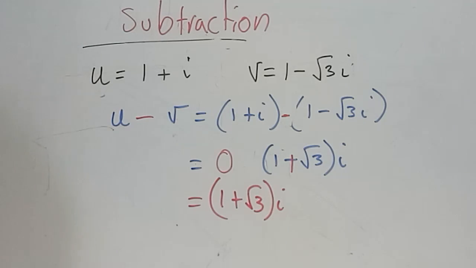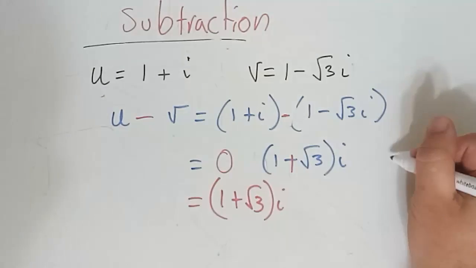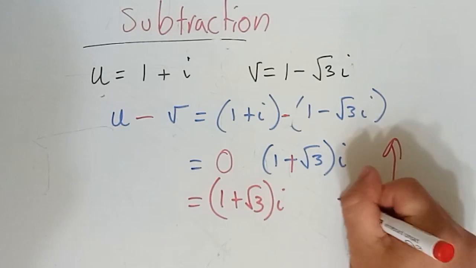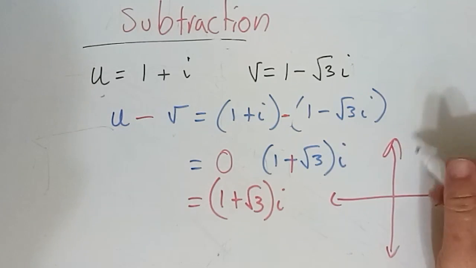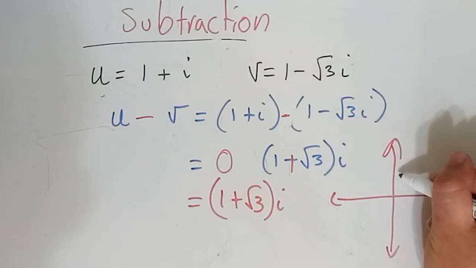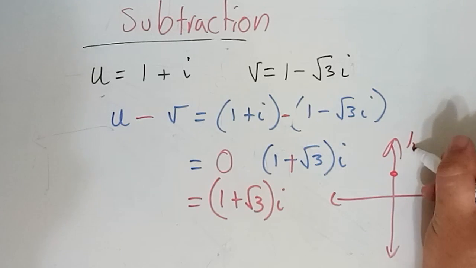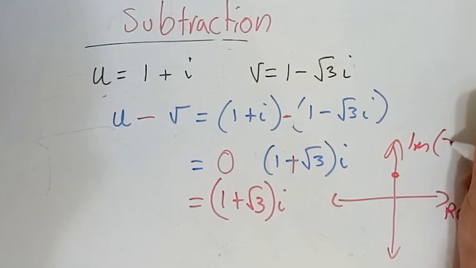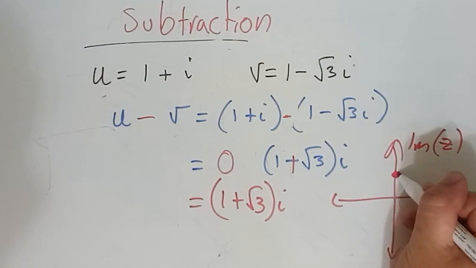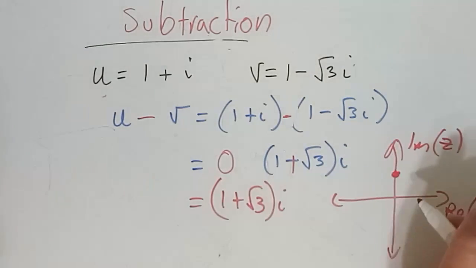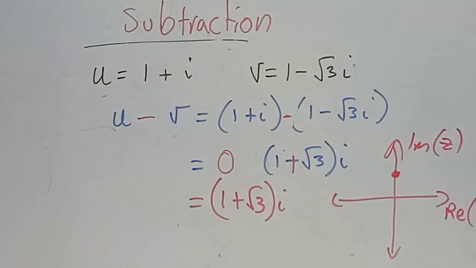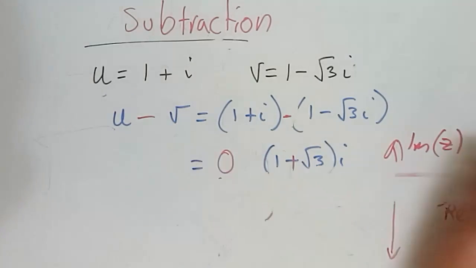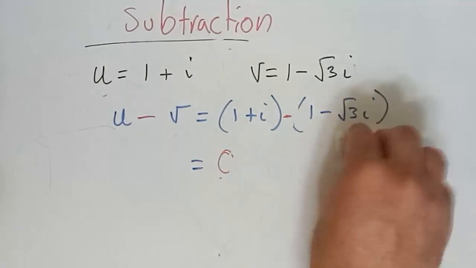Okay, so just an imaginary part, the real part has gone. So if, on our Argand diagram, we were to plot that point, it's going to be just on the imaginary axis. So the reals, the imaginaries. We've just got an i there. 1 plus root 3 up. Okay. So that's that.